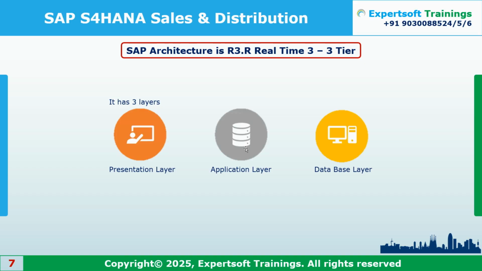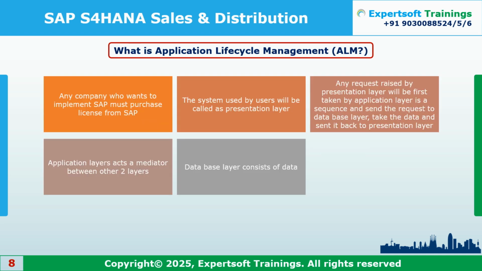Your presentation layer will present the data to the user, and your application layer will extract the data from the database layer and show it to the presentation layer. The application layer acts as an intermediary between your database layer and presentation layer. Any company that wants to take an SAP license, the license will be purchased based on the number of users. For users, it costs something around 20,000, if I'm not wrong.